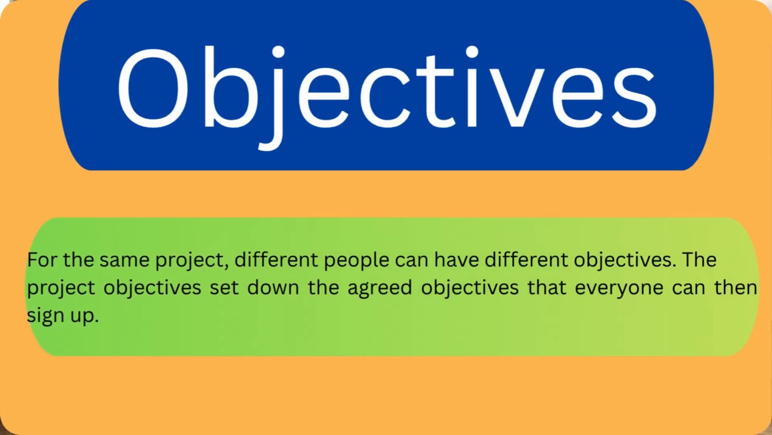For the same project, different people can have different objectives. The project objectives set down the agreed objectives that everyone can then sign up to. So it is very important that the project objectives are aligned by all members, especially the beneficiaries of the project.